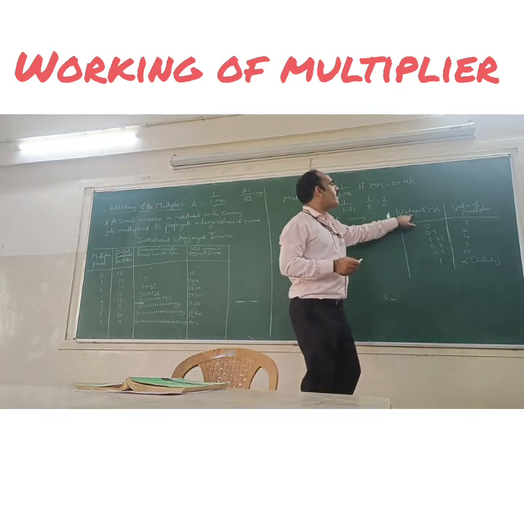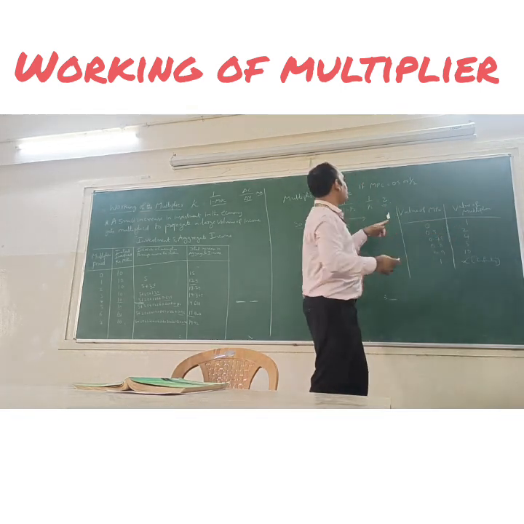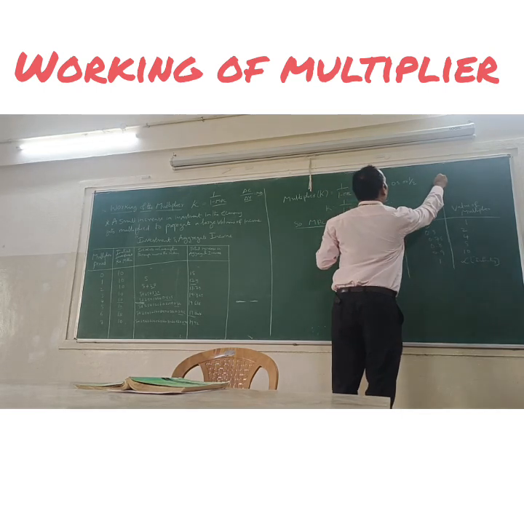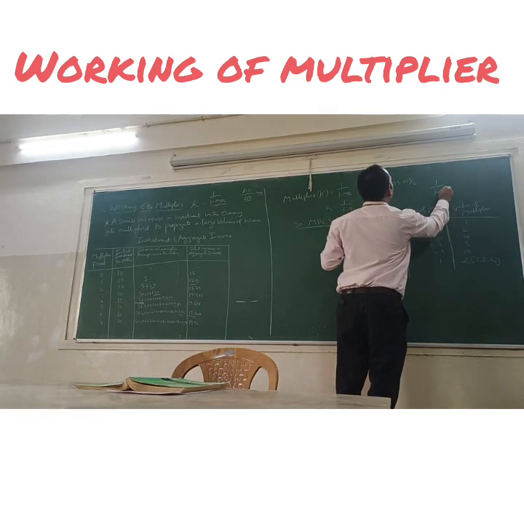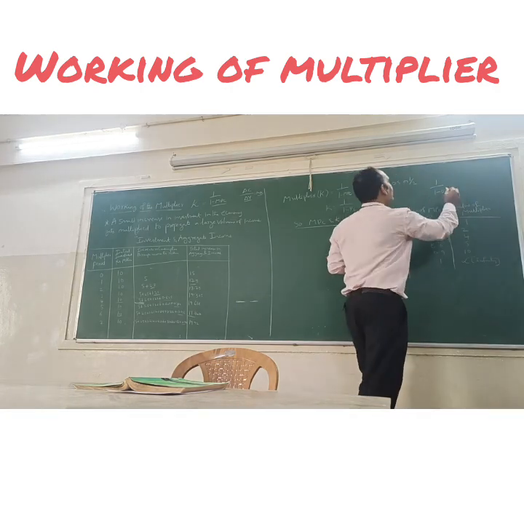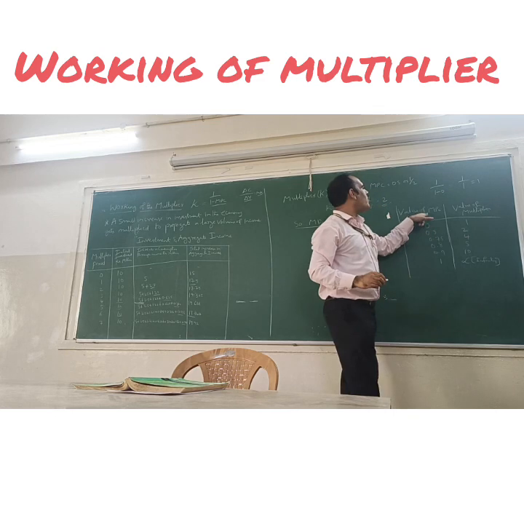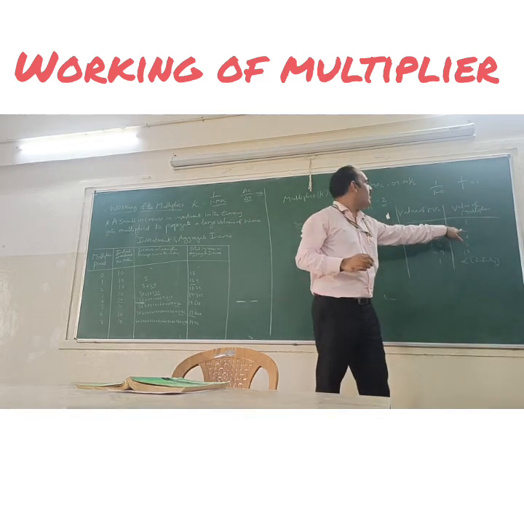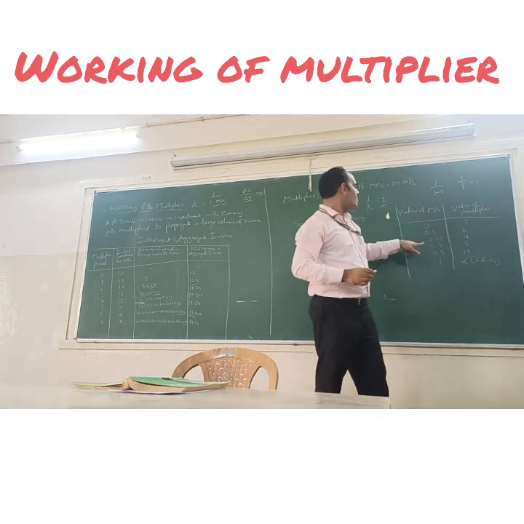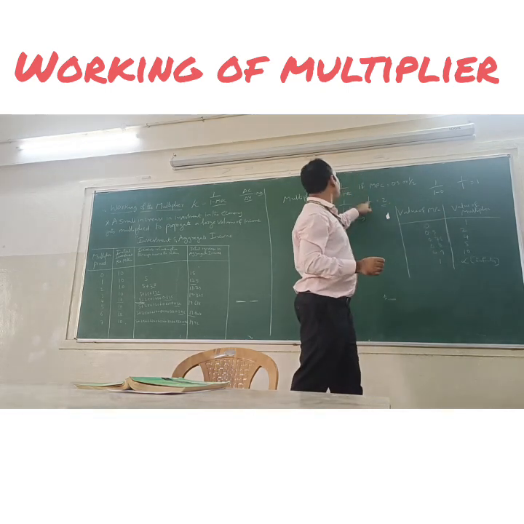So when the value of MPC is 0, the value of the multiplier is 1, because we can make the calculation 1 by 1 minus 0. The 0 will not do anything, so 1 by 1 is equal to 1 only. So when the value of MPC is 0, the value of the multiplier will be 1. When it is 0.5, it becomes 2 on the basis of this calculation.